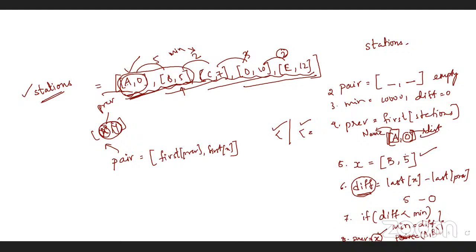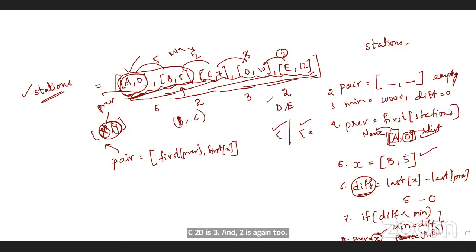Okay, so for example, see, the distance between A to B is 5, B to C is 2, C to D is 3, and D to E is again 2. So D comma E and B comma C both can be the answer. But as per the second part, we want the pair closer to the nearest station, that is the first station A.